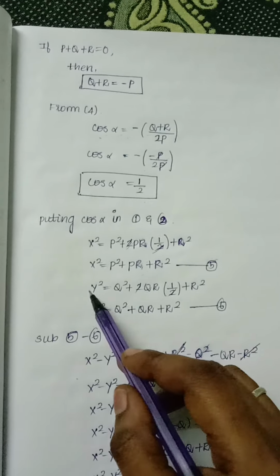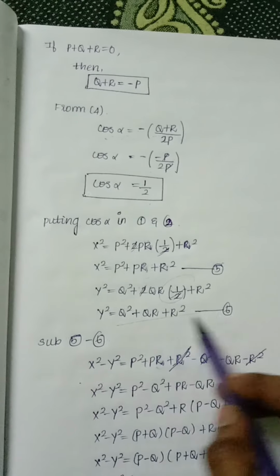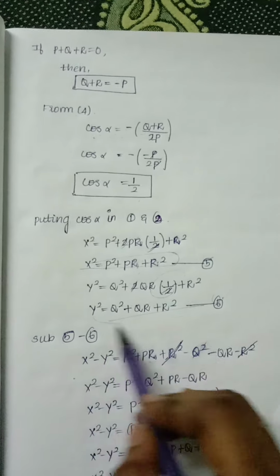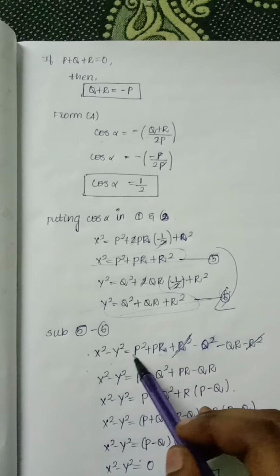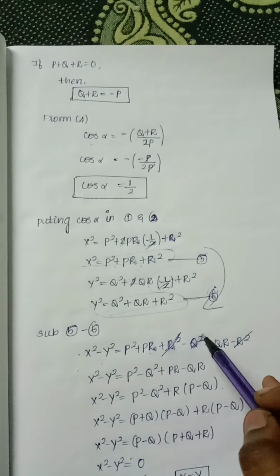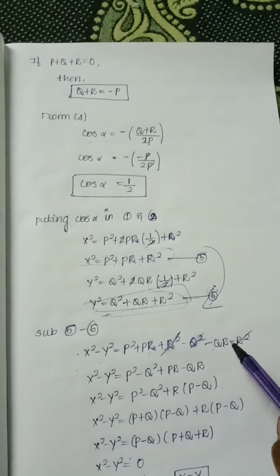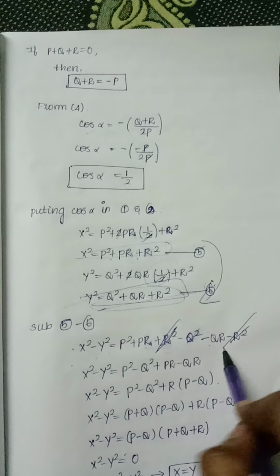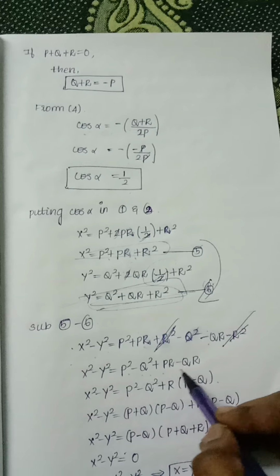Likewise we find our sixth equation. In the y square term, instead of cos alpha we substitute 1 by 2, it gets cancelled, and we write it as the sixth equation. So here I have an x square equation and a y square equation. If we subtract, we get x square minus y square equal to p square plus pr plus r square minus q square minus qr minus r square. Here plus r square and minus r square get cancelled. The left terms are p square minus q square plus pr minus qr.